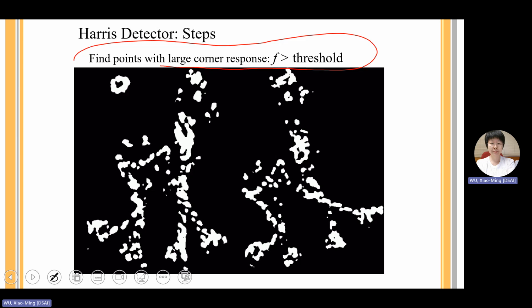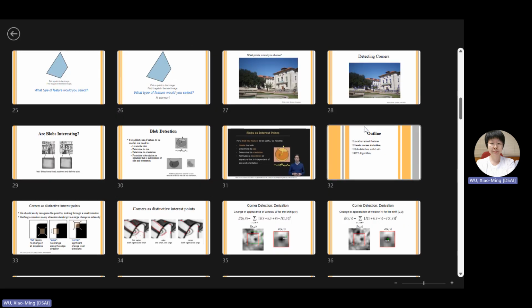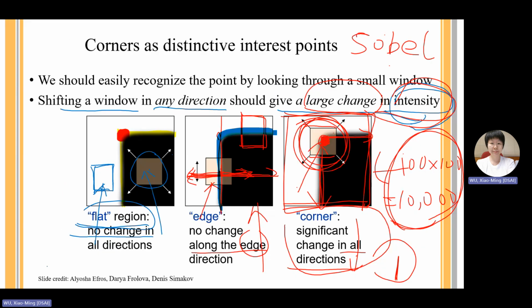But as you can see, just as in edge detection, we obtain multiple responses. There are some redundant responses, which means, for example, there are multiple points with high response for this corner. Then what should we do?